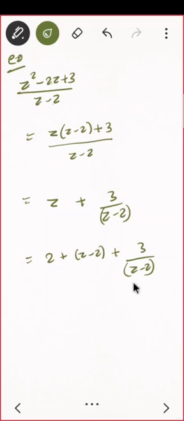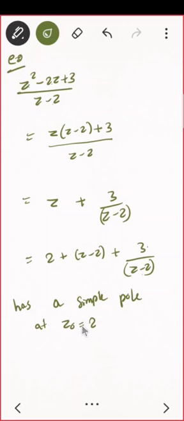Does it have a pole? Yes. See, 3 upon z minus 2 is there. After that, there is not a single b_m term. In the principal part I am having only one term, so this has a simple pole. This singularity is called a simple pole at z equal to 2.